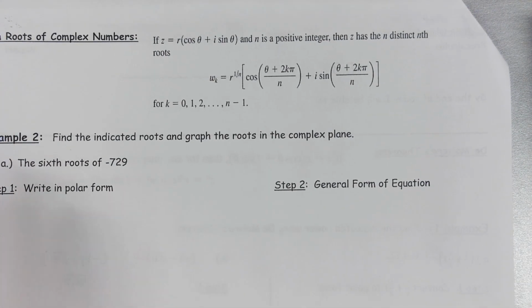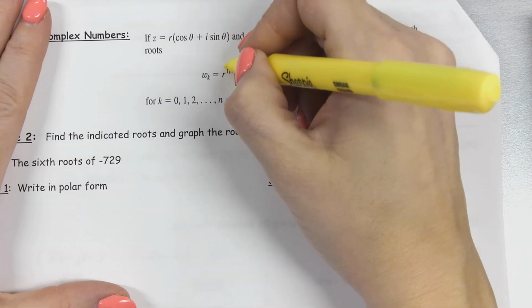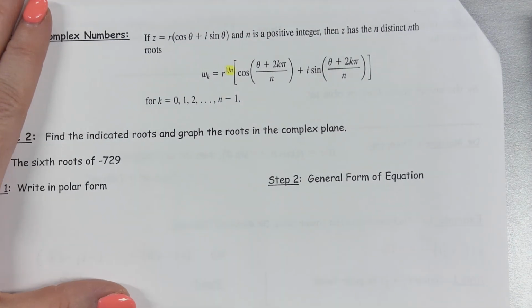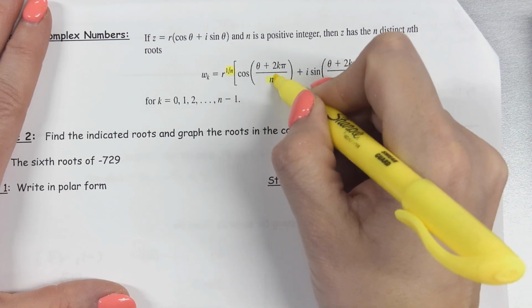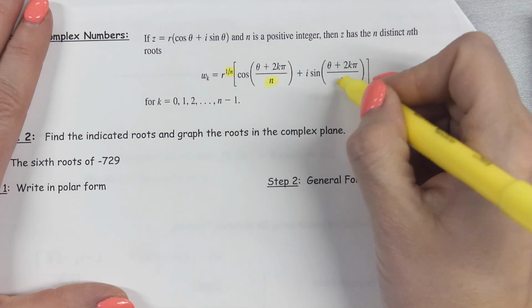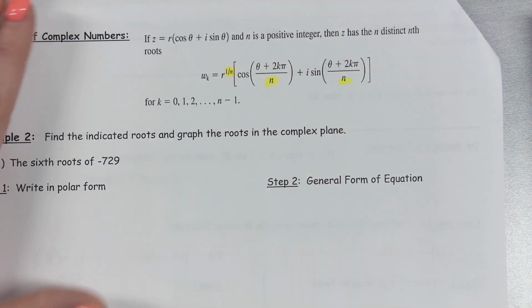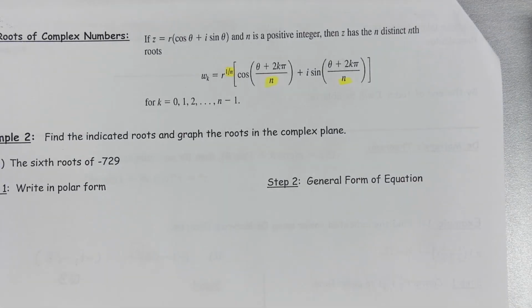So we still have this polar form, your z value, but now we are using this to find roots. Remember that when you have a root, you can write it as a fraction. 1 over n, that's how you can write a root as a power. And so you have 1 over n here. n also appears in the denominator for cosine and sine.